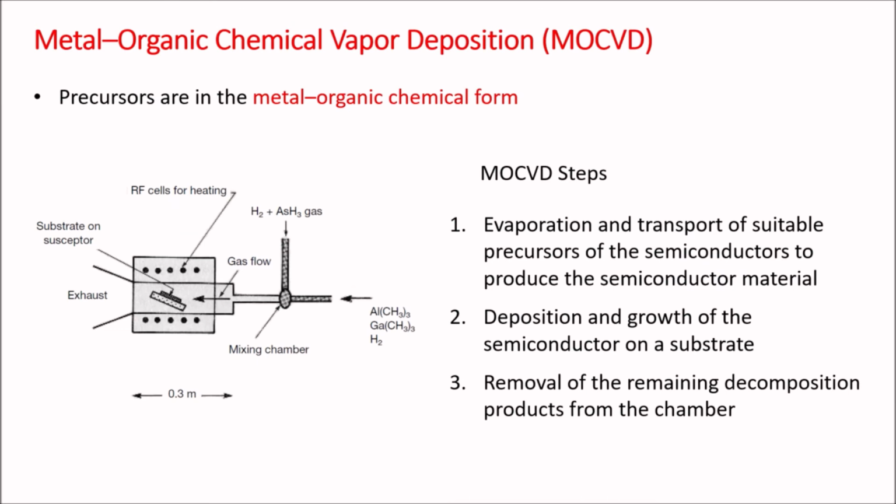Another well-known method for quantum structure fabrication is metal organic chemical vapor deposition, which is popularly known as MOCVD. MOCVD is a chemical vapor deposition method in which the precursors for the elemental constituents of the semiconductor structure to be grown are in metal organic chemical form. Hence, the precursors used here are different from the ones used in the case of MBE, in which case the precursors are in the elemental form.